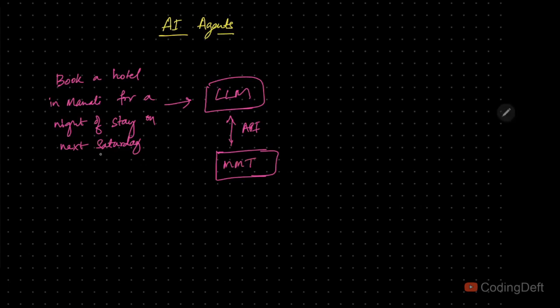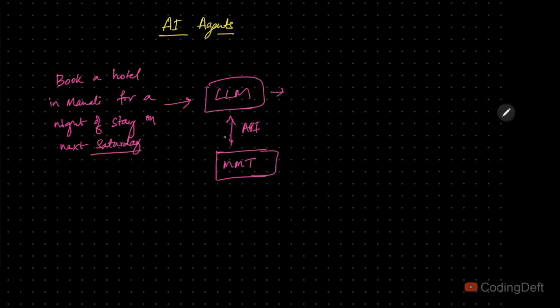It will also need to calculate when is next Saturday, what is the date and the location and everything, and it will need to pass that into the API and then get the details. It can ask for a human confirmation in between, like do you want to confirm this, or it can go ahead and directly book also.